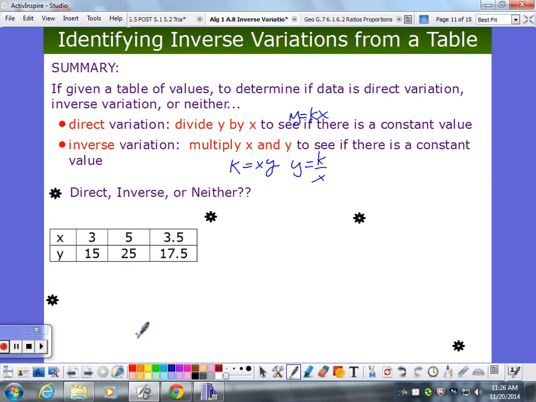So, let me see, I think this is on there. Is this direct, inverse, or neither? So you're like, I don't know. Let's try y over x first. Will this tell me inverse or direct? This will be direct. That's my direct test. y over x: 15 over 3, 25 over 5, 17.5 divided by 3.5. Use a calculator. Get 5. So with y over x, I'm getting a consistent k. So is this a direct, inverse, or neither? What would the direct variation equation be?